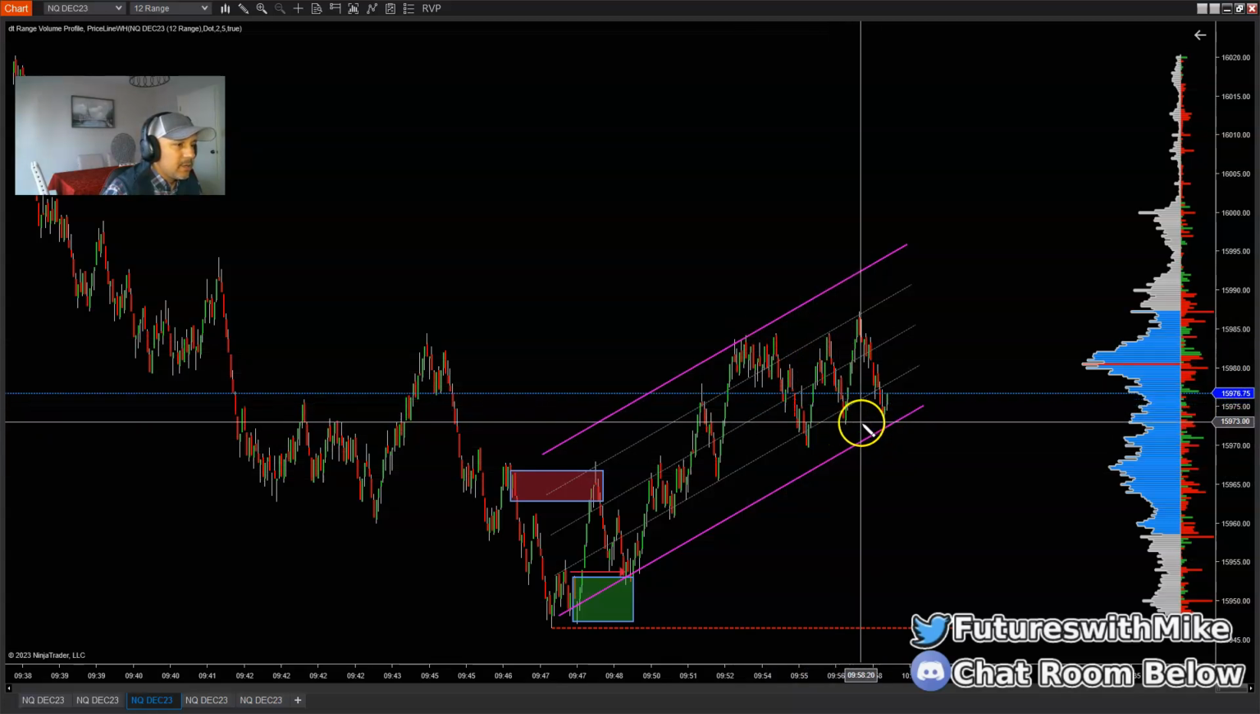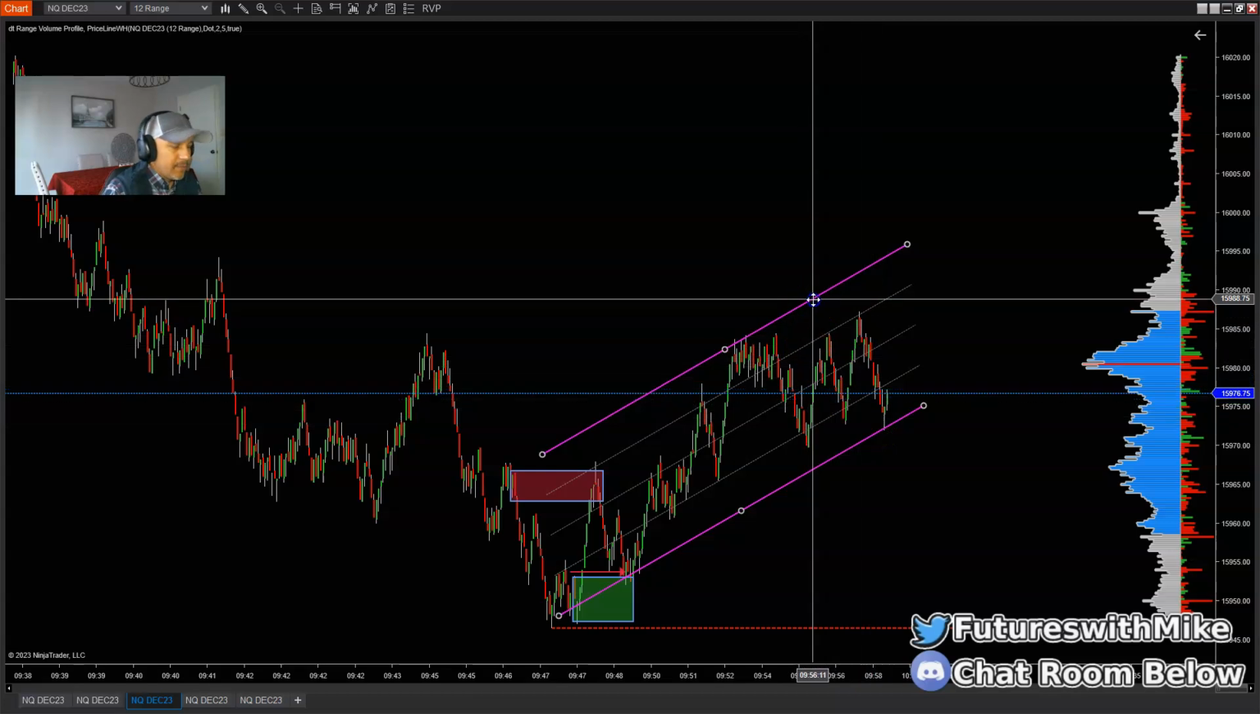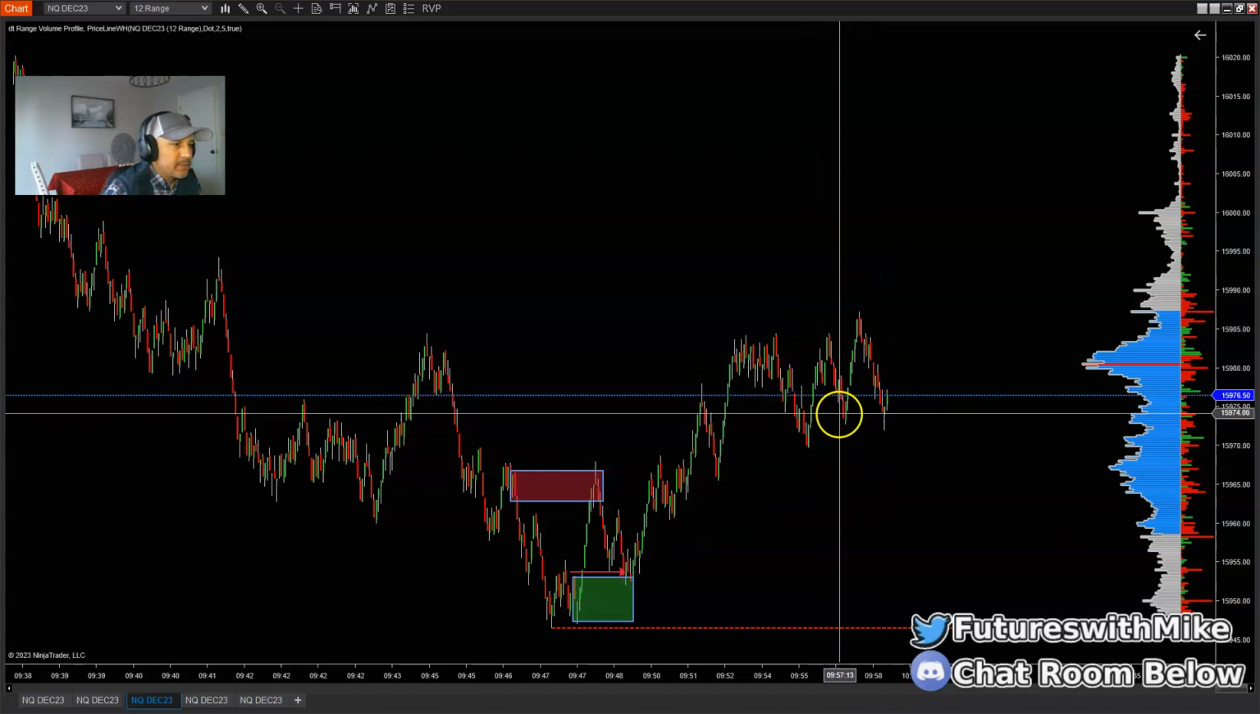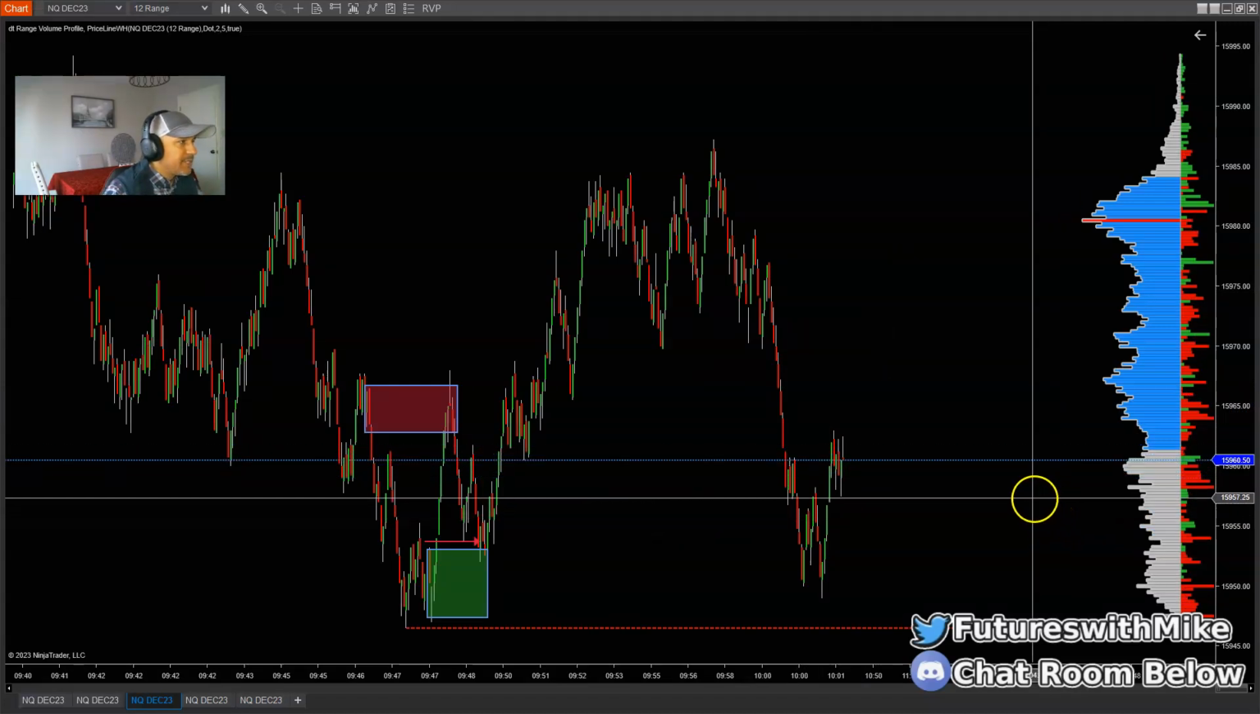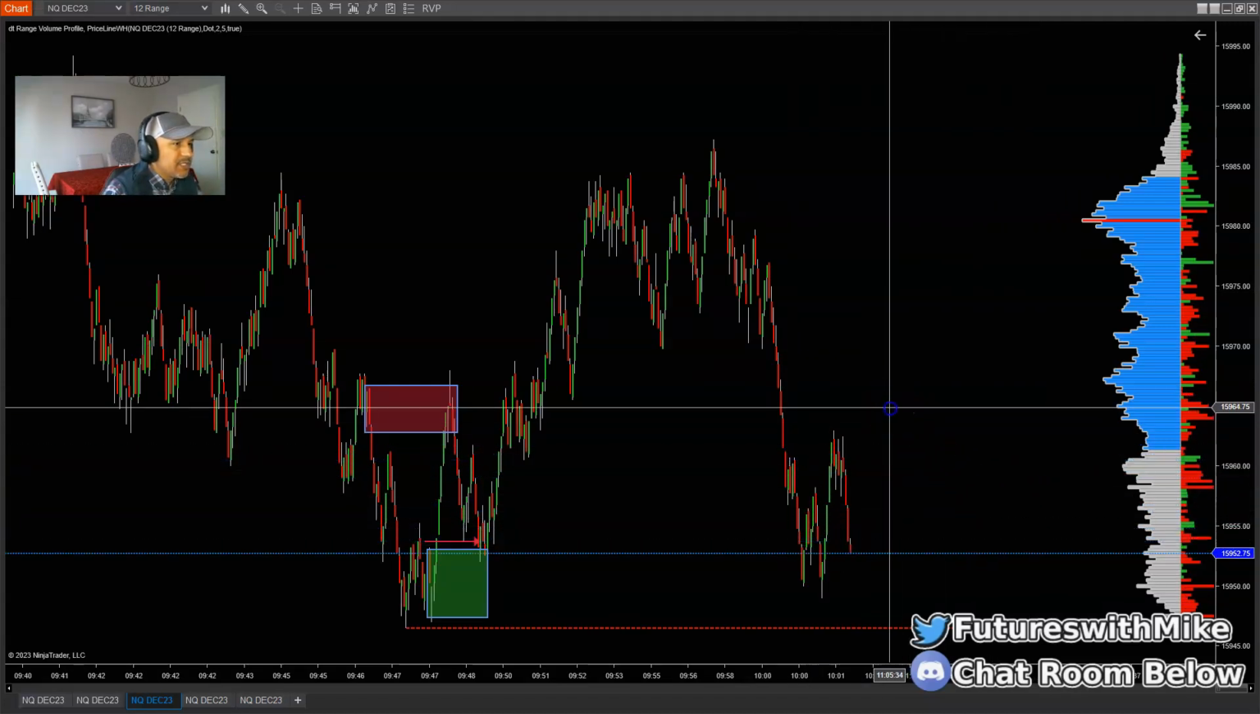Not quite yet though, okay? But yeah, if it breaks below here, this will be a structural break below this area here. But I need to hold off right now because we were at 10 o'clock and we have news right now. So I'm going to stand down.